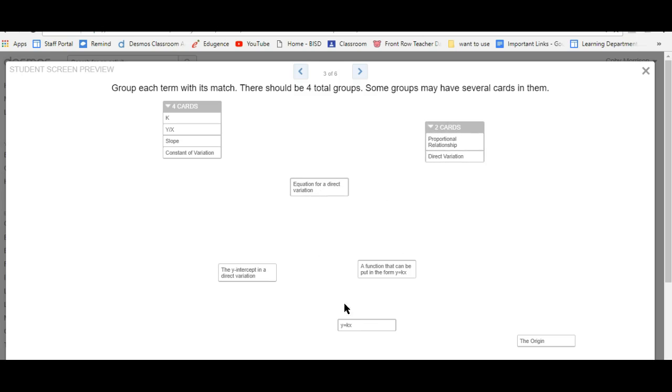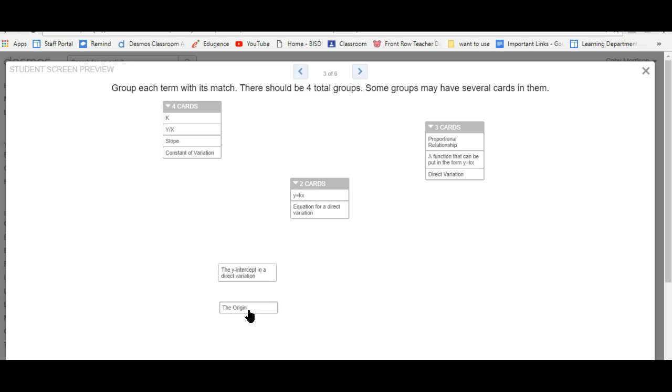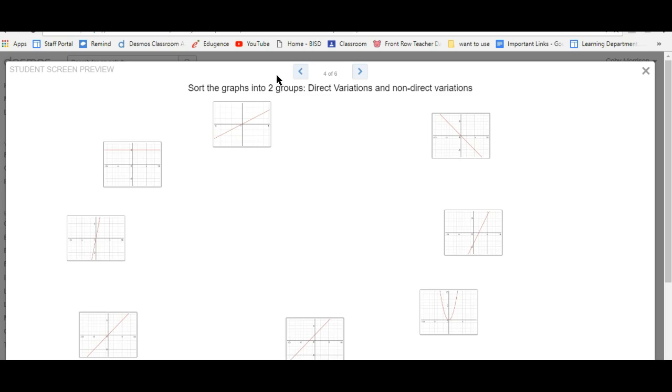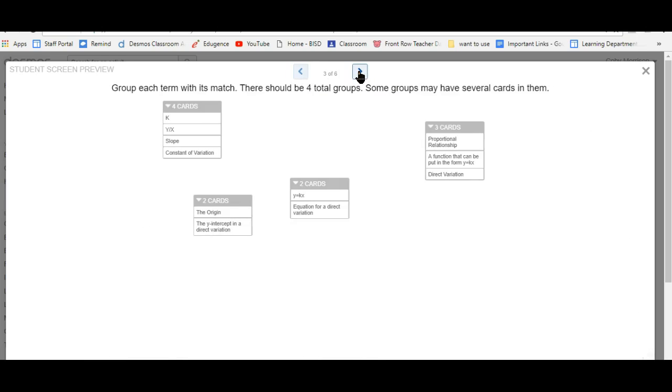The equation for a direct variation is y equals kx. We can match those up. A function that can be put in the form y equals kx, well, that's just a way to describe a direct variation. The origin is the y-intercept of a direct variation. It has to be a straight line through the origin, so the y-intercept can only be (0, 0). So there is page 3, or slide 3. If you need to pause it to check your answers, feel free to pause it. Go through and look at yours.